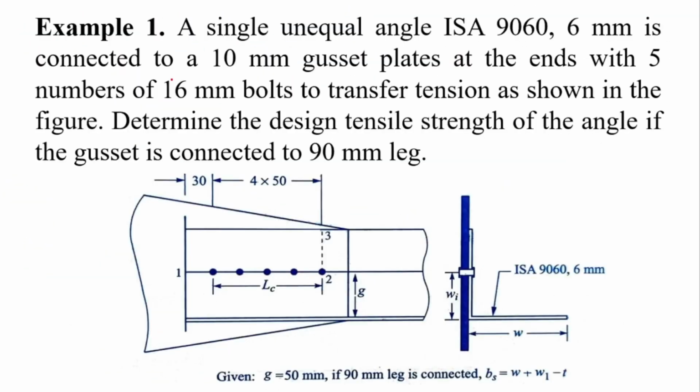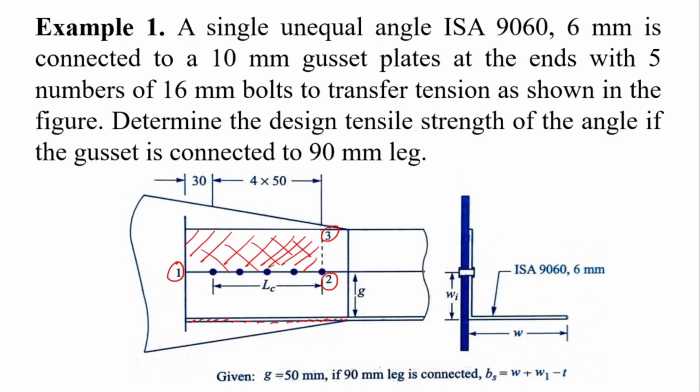If you see the figure, the block shear failure will occur along the plane 1, 2, 3, because at the top part of the angle there is no supported leg. If you see the bottom part, there is another leg, the outstanding leg of the angle. So block shear failure will not occur at the bottom, it will occur at the top.